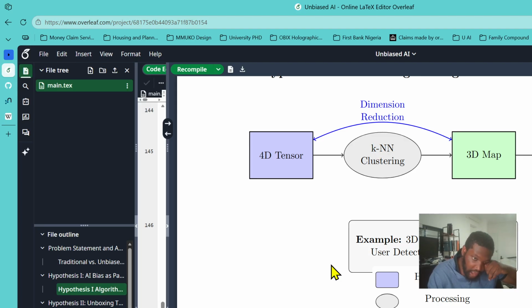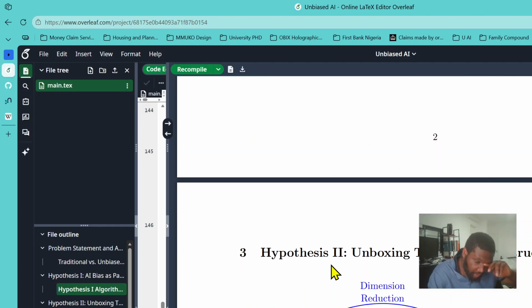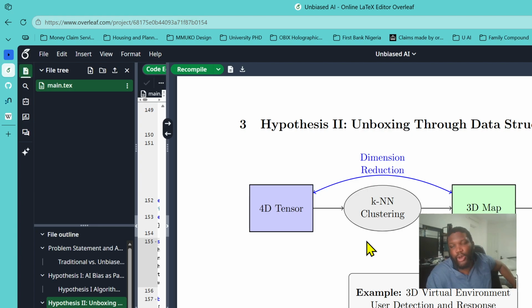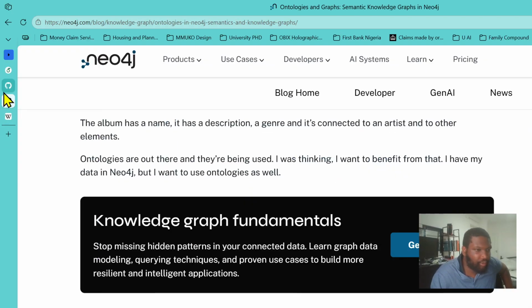And this is hypothesis one, hypothesis two: unboxing through structural data structure awareness. It's not even unboxing. It's basically an AI model. Basically the system knows, it's aware of what it's processing, based on ontology and knowledge graphs. Knowledge graphs hold semantic context. I can't remember the definition of a knowledge graph, but I can find it in the Neo4j book, the new Neo4j book I wrote.